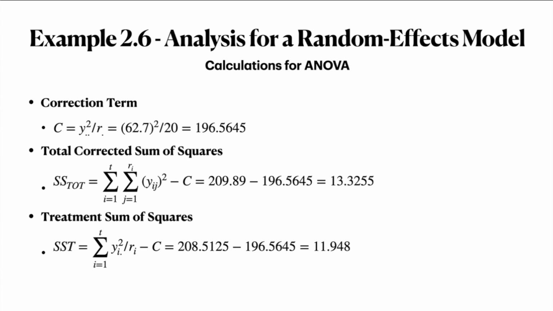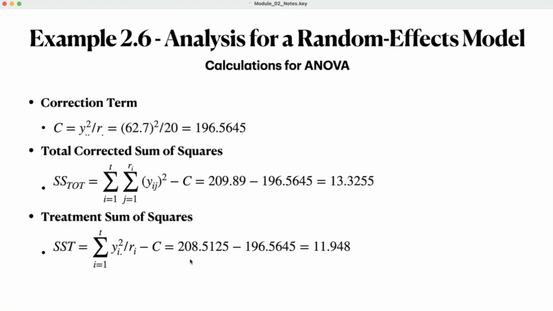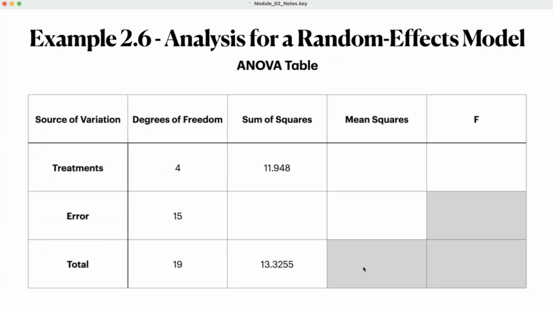Then to get the treatment sum of squares, we have to square the sums from each of the samples, divide those squared sums by the sample size within each sample, add those quantities up, and then subtract off the correction factor. And so we square 13.5 divided by 4, square 10.3 divided by 4, and so forth for all 5 samples. Add those up, and we get 208.5125. We subtract off the correction term, and we get 11.948. All right, and so then we can plug those values into our ANOVA table.